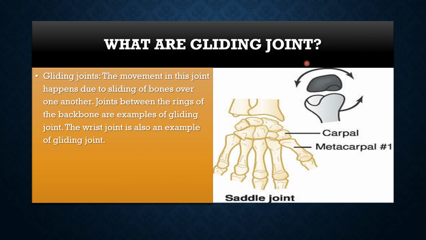What are gliding joints? In gliding joints, the movement happens due to the sliding of bones over one another. Joints between the rings of the backbone are an example of gliding joints. The wrist joint is also an example of a gliding joint.